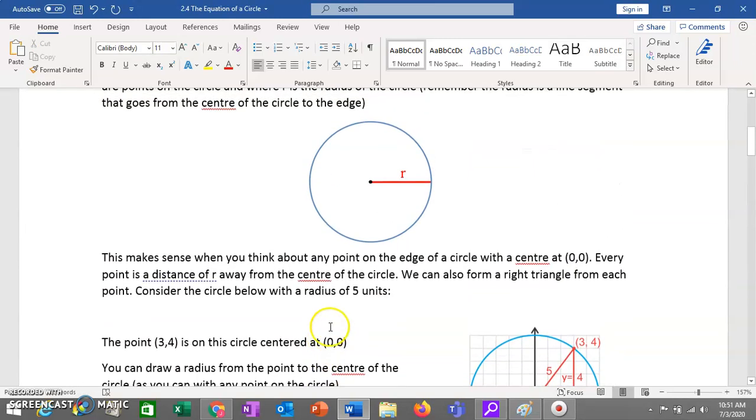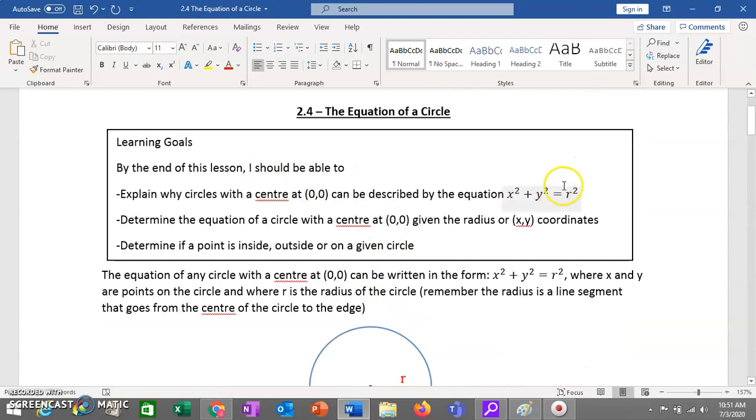So again, back to your learning goals, you should know where the circle equation comes from. You should be able to use it to find the equation of a circle if I give you a radius or if I give you the xy coordinates. And then finally, you should be able to use the equation of a circle to see if another point is inside, outside, or on that circle.